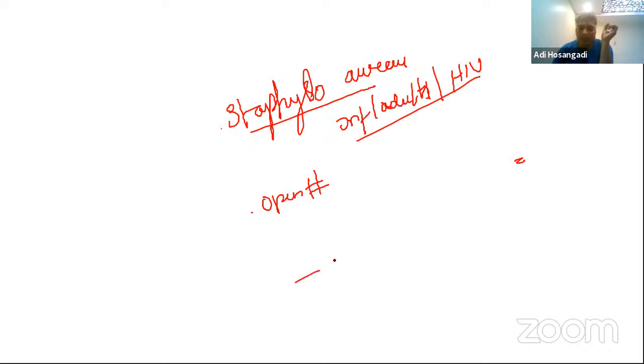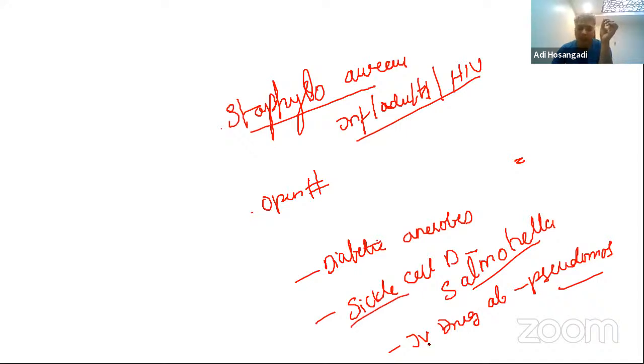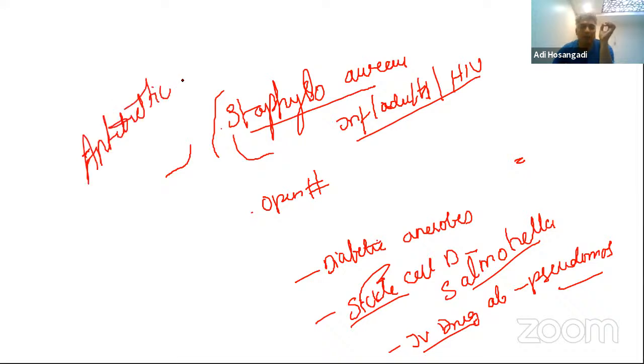But in diabetic foot, there can be anaerobes. And in sickle cell disease patients, Salmonella is the commonest organism. And in IV drug abusers, it is Pseudomonas. But for these special conditions, the most common organism is Staphylococcus aureus. Why I am insisting you remember this is the drug of choice: whenever there is a case of suspected osteomyelitis, you should choose the antibiotics to which Staph aureus is sensitive. You should know this. Okay.